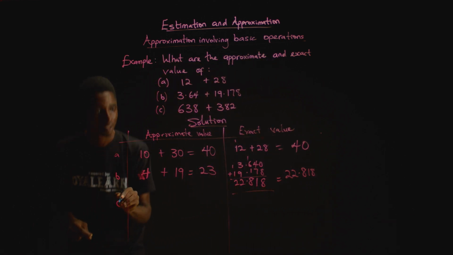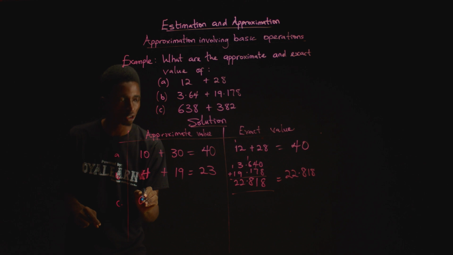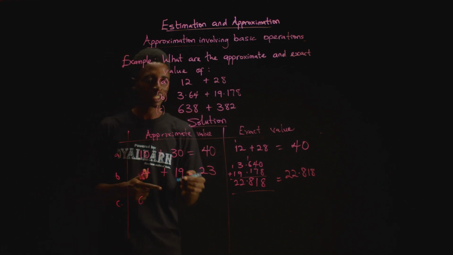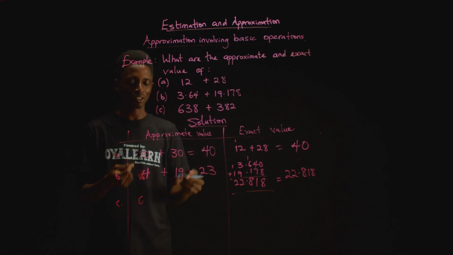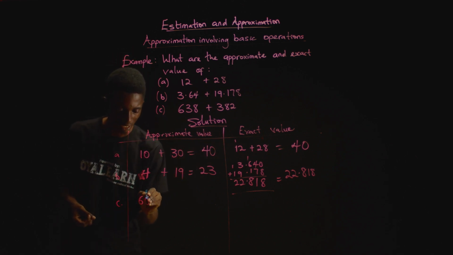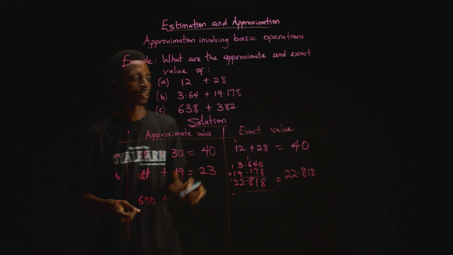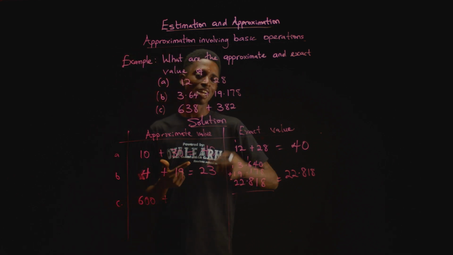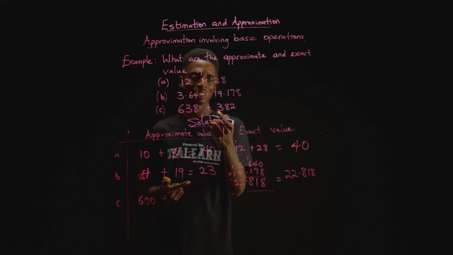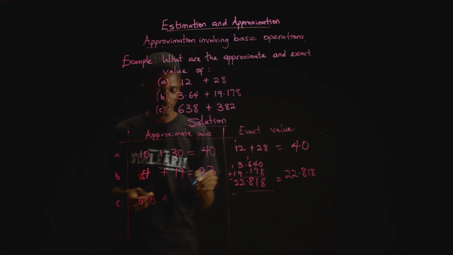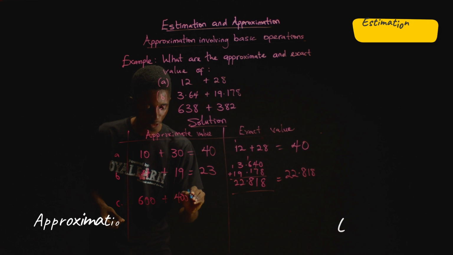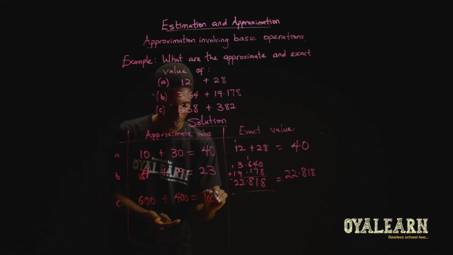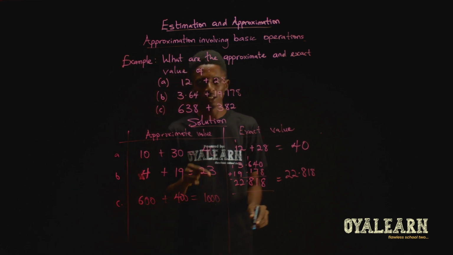Now see, we have 638. When I round it to the closest 100, because 3 means I round down, I will have this as 600. Plus, now I have 382, which in this case I round up because I have an 8 next to my 3. So I will have 400. It's easy to add this up to get 1000. But let's see what the exact value is.